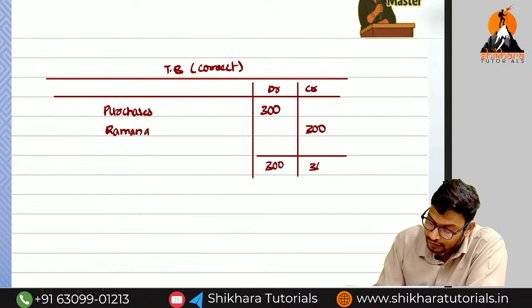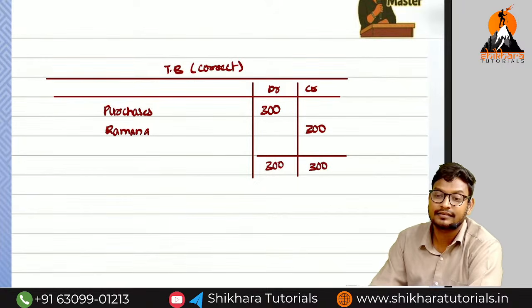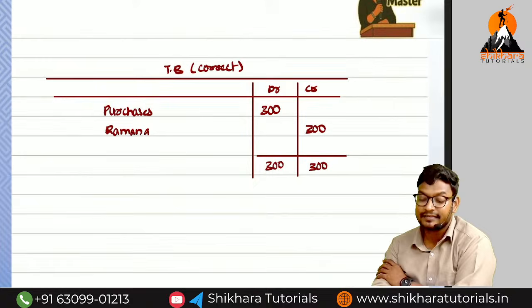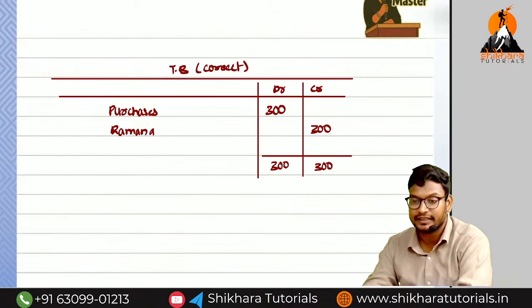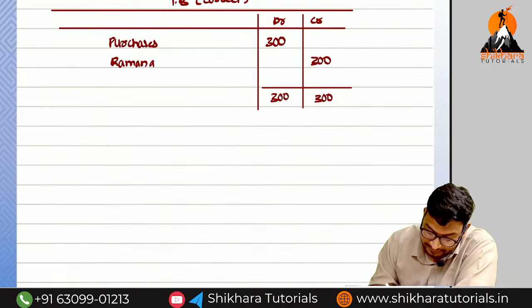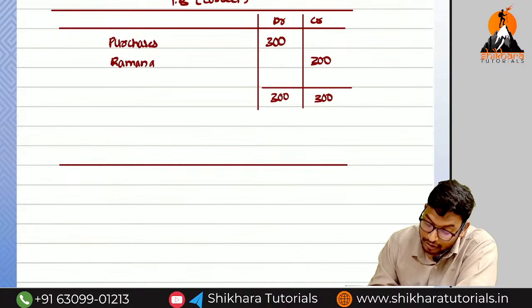But what have they done? They have recorded in which book? Sales. Sales book means credit sale or cash sale? Credit sale. In the sales book, only credit sales will be there. So straight away, I am preparing which one now? Wrong trial balance.